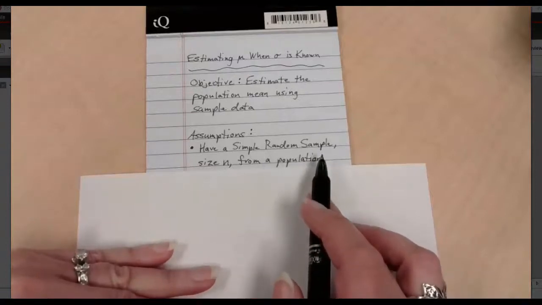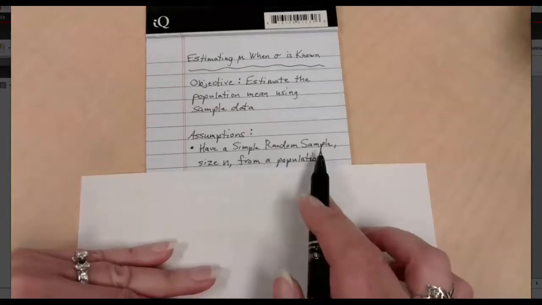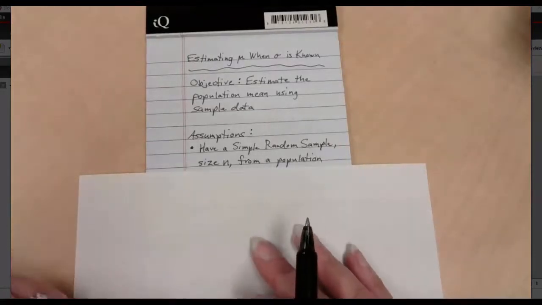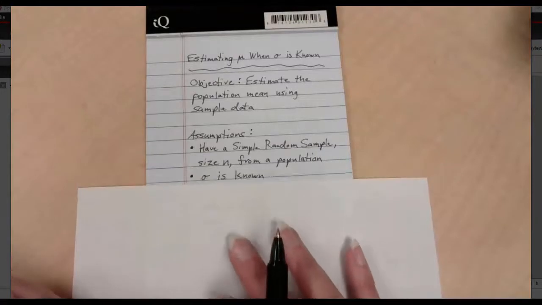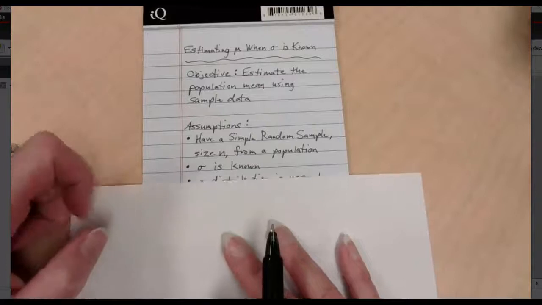I capitalize that because that's actually vocab from previous stuff for statistics. Alright, so simple random sample means something very specific. Feel free to look it up. Alright, we are also assuming, based on the title of today's lesson here, that sigma is known.